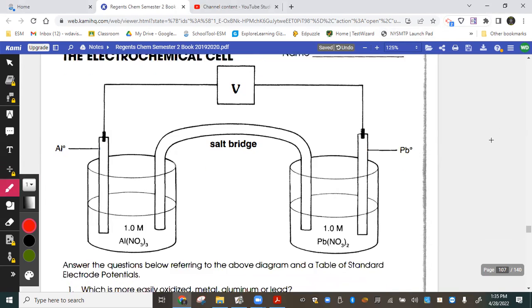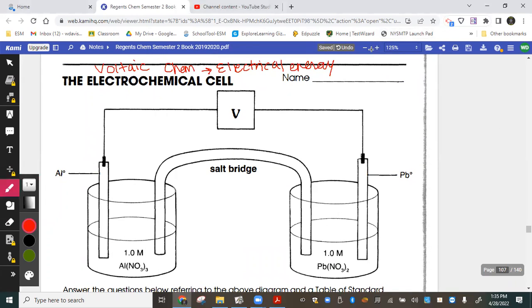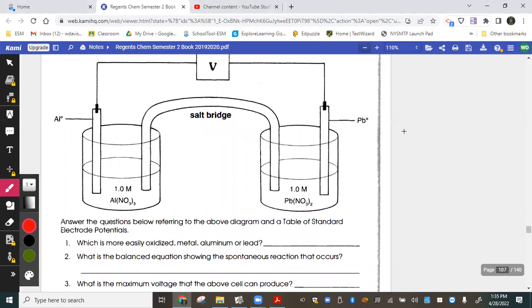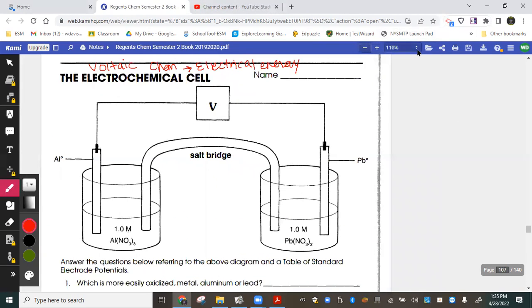All right, so now let's take a little look, and I'm going to make this a little bit smaller so I can get a better look at the label. Actually, I think I liked it better at 125.